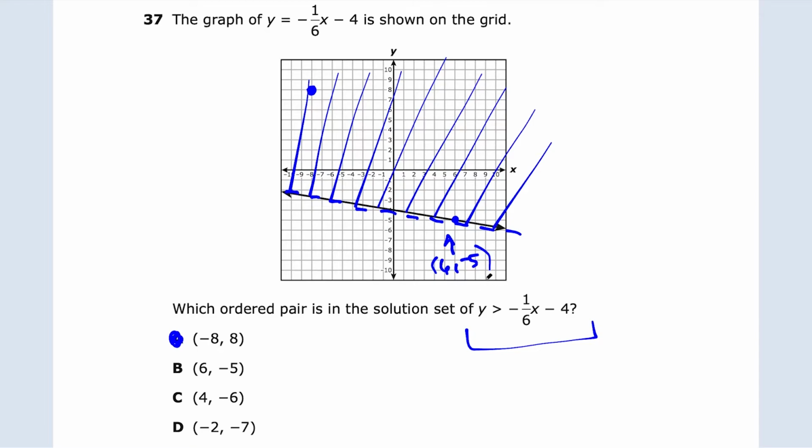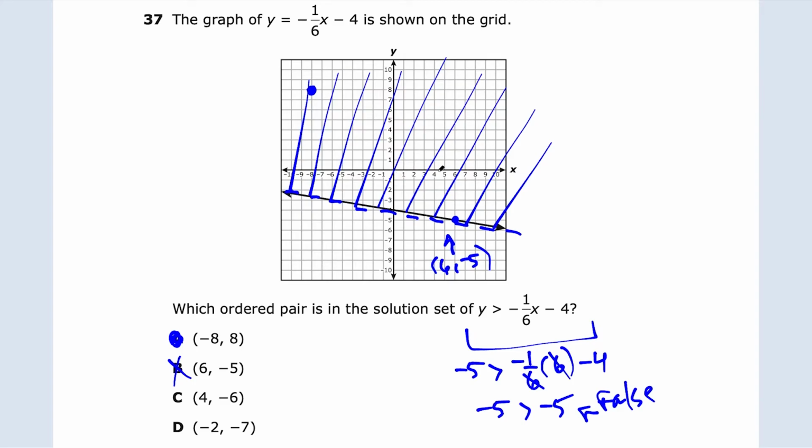If we plug in here, we would have y equals -5 and ask yourself, is this greater than -1/6 times 6 minus 4? And I have 6 over 6, which cancels. And this gives me -5 is greater than -1 minus 4, which is -5. Is -5 greater than itself? No, this is a false statement. So that's why this answer choice is definitely not it.